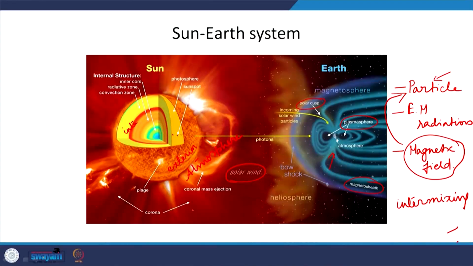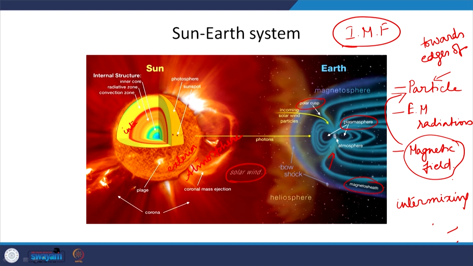The sun has a magnetic field and this magnetic field pervades the entire solar system. This magnetic field is generally called the interplanetary magnetic field. The interplanetary magnetic field extends from the sun towards the edges of the solar system. So, the Sun-Earth system has three different forms of energy: particle energy, electromagnetic energy and magnetic field. Now, we will try to understand each and every aspect of this energy.